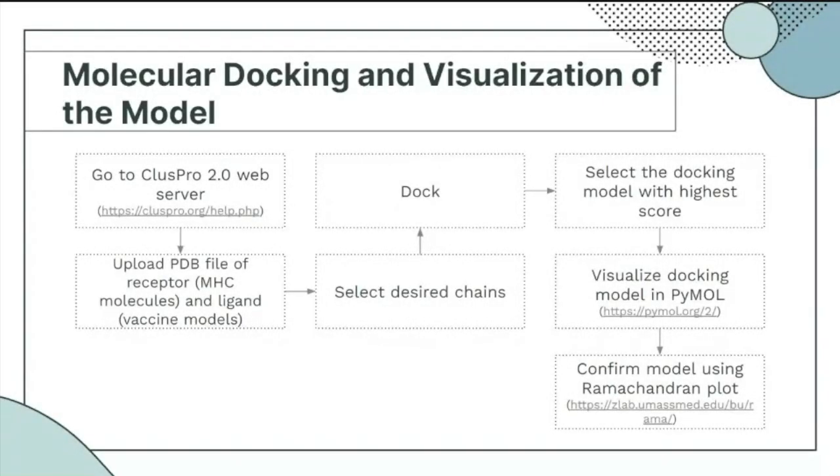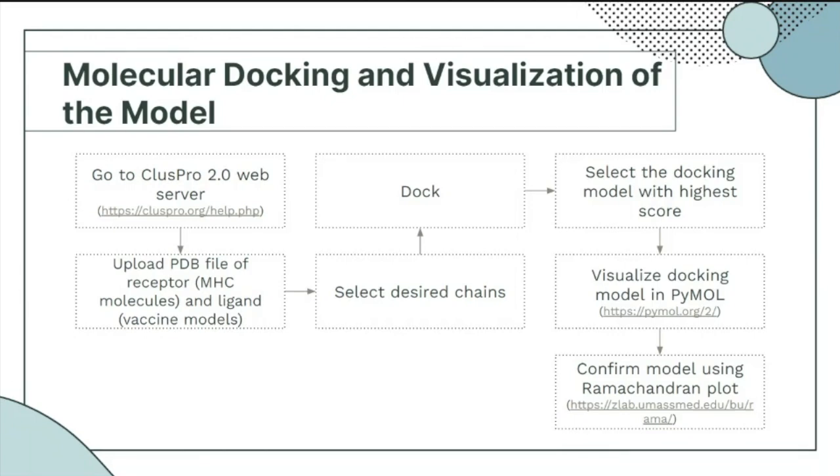The next step is molecular docking and visualization of the model. So the molecular docking between the vaccine and MHC molecule will be done using the ClusPro server. So first, the PDB files of the vaccine and MHC molecule structures that have been obtained previously will be uploaded to the server. And prior to docking, the desired chain will be selected if there are more than 2 chains present. And overall, the objective of molecular docking is to see the best site of interaction for docking between the vaccine and MHC molecules. Therefore, we will choose the best docking model between the vaccine and the MHC molecule by choosing the model that has the highest score generated by ClusPro.